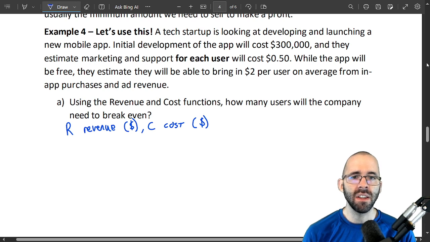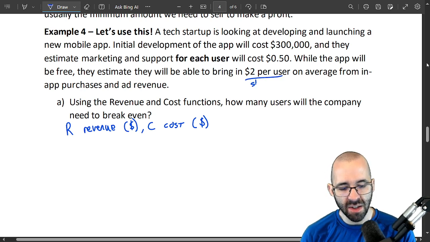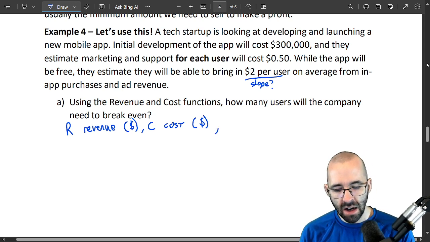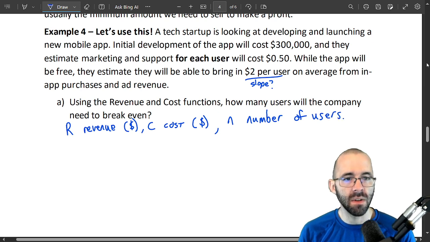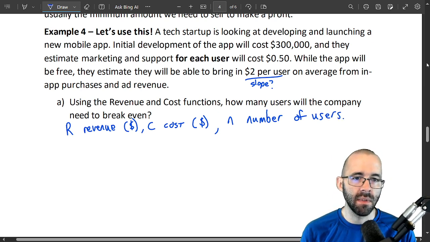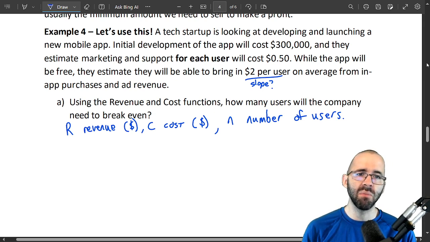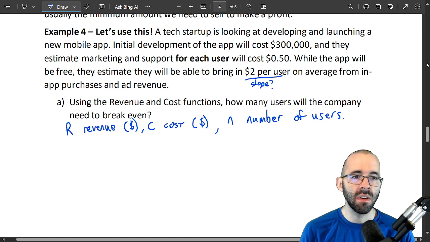What else do these depend on? Well, we're bringing in $2 per user. That's some kind of rate of change, maybe a slope. So we're also going to talk about how many users we have. You could have n number of users, or a different variable. Okay, let's start with that. We might need to add another variable. If we find that something's missing, we can do that. So we need to find the revenue and cost functions now, right?